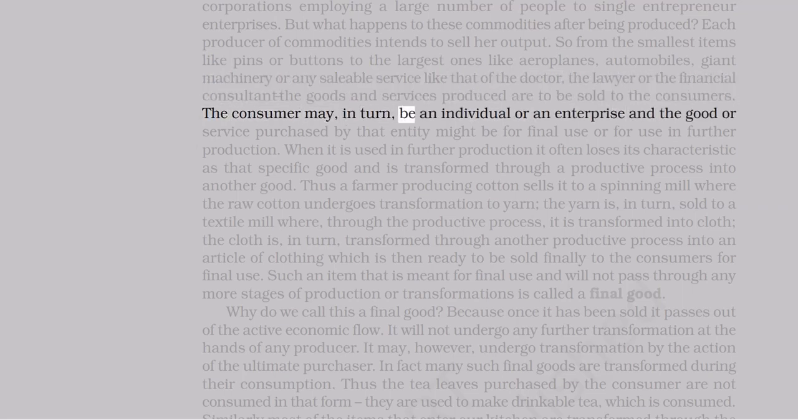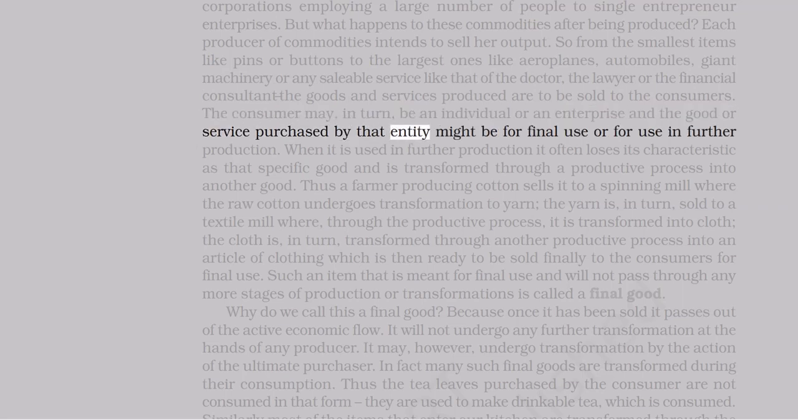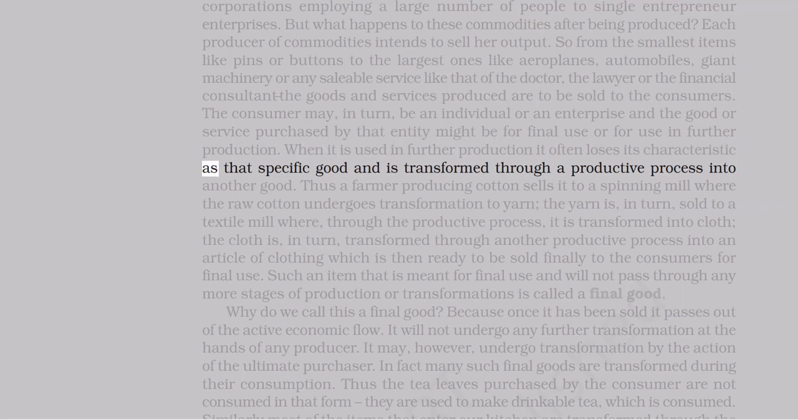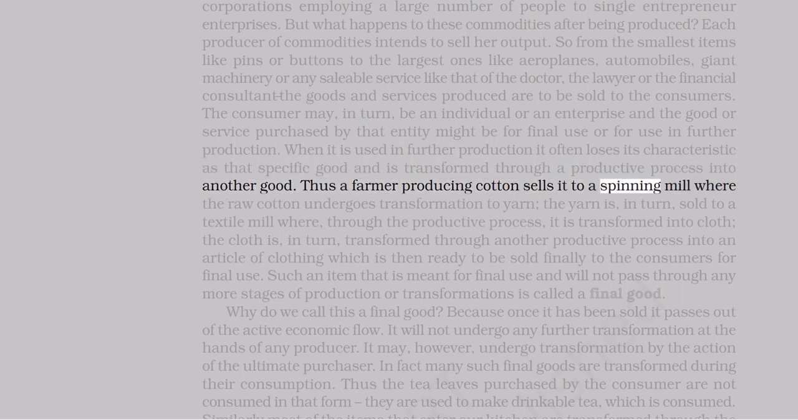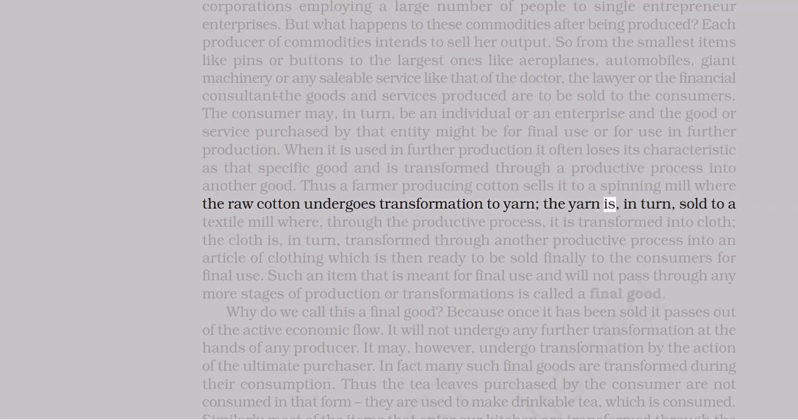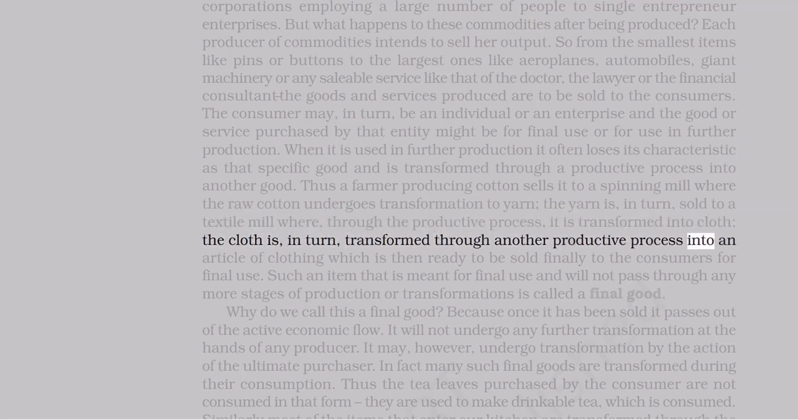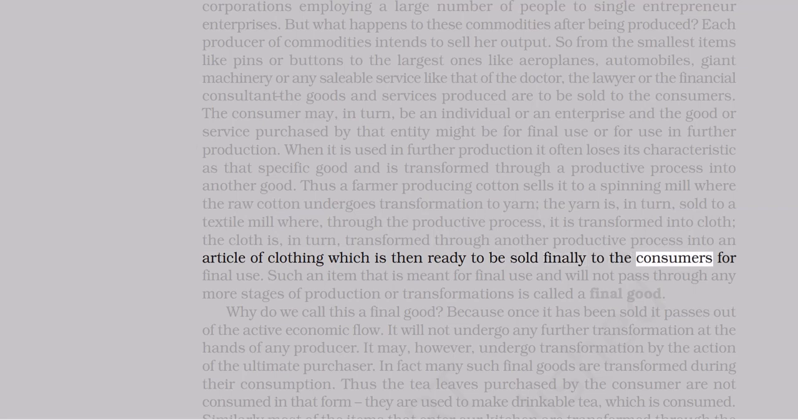The consumer may, in turn, be an individual or an enterprise, and the good or service purchased by that entity might be for final use or for use in further production. When it is used in further production, it often loses its characteristic as that specific good and is transformed through a productive process into another good. Thus a farmer producing cotton sells it to a spinning mill where the raw cotton undergoes transformation to yarn. The yarn is, in turn, sold to a textile mill where, through the productive process, it is transformed into cloth. The cloth is, in turn, transformed through another productive process into an article of clothing which is then ready to be sold finally to the consumers for final use.